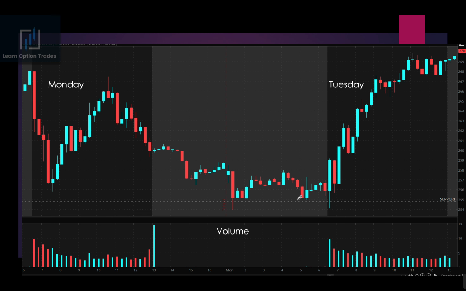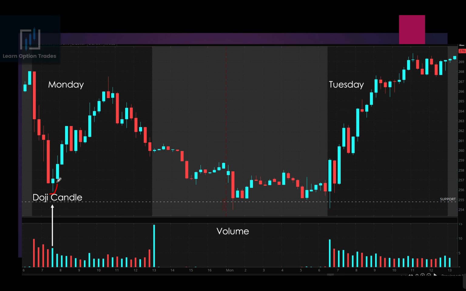So let's give a quick overview of what we're looking at. We got a support level around 255, and we got Monday and we got Tuesday. So on Monday, a lot of sellers in the first 5, 10, 15, 20 minutes of open. A lot of sellers, with a little bit of decrease just a tad bit. Then you get a nice doji candle.